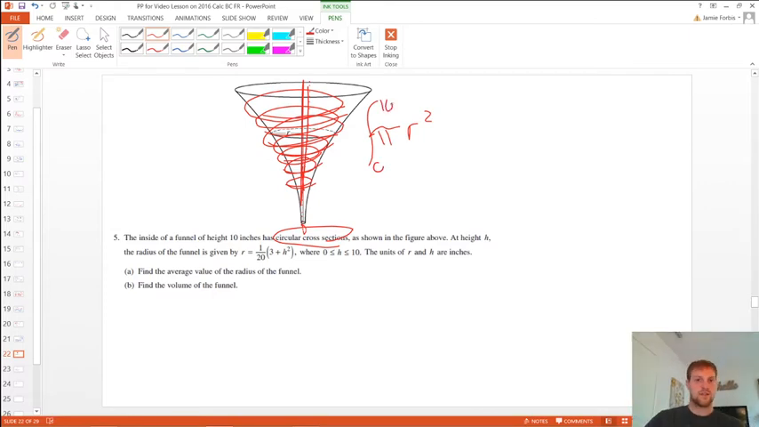And that's all it is. That's what an integral does. It's going to add up the infinite amount of circles from 0 to 10 of pi r squared. So that's how you find the volume. Let's just put that into context.